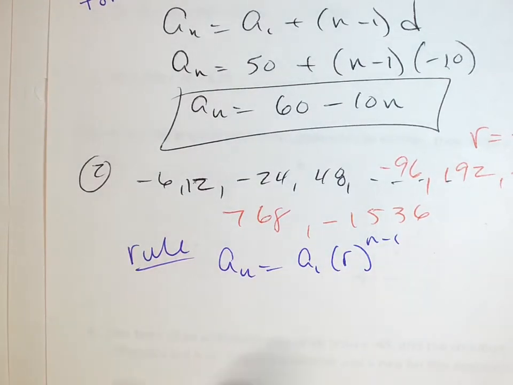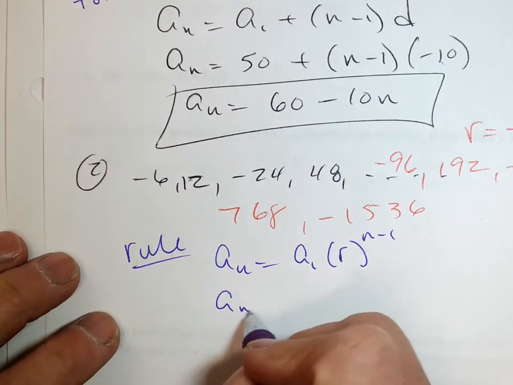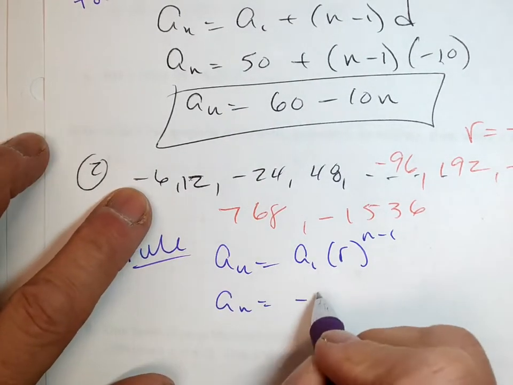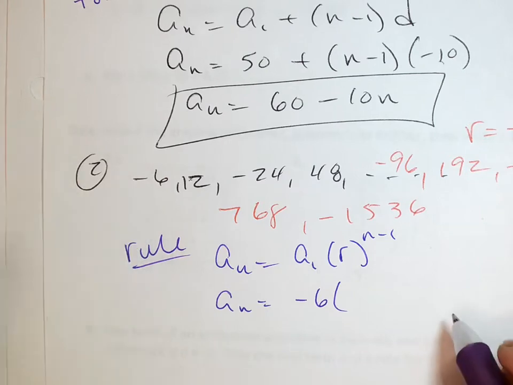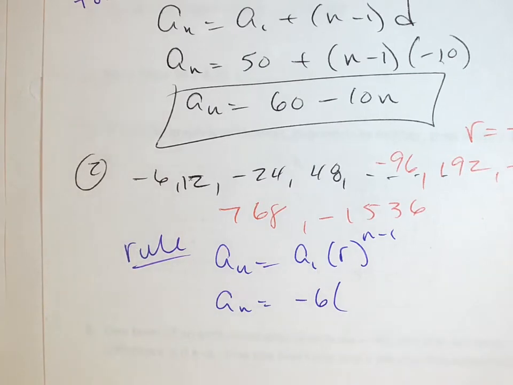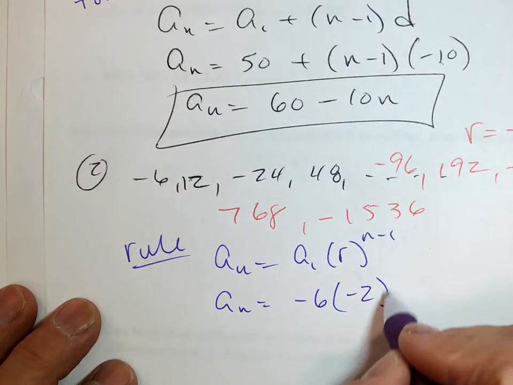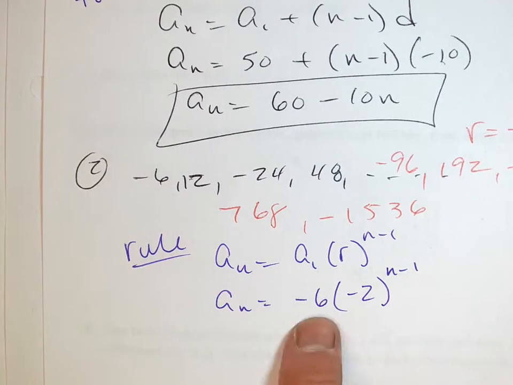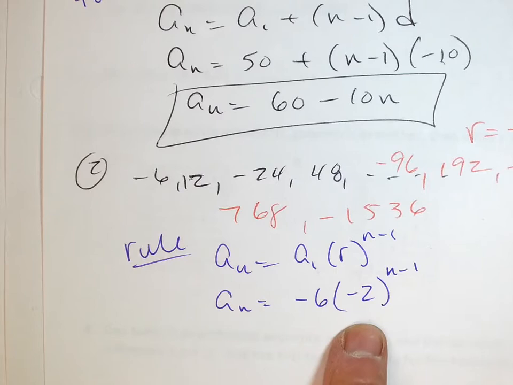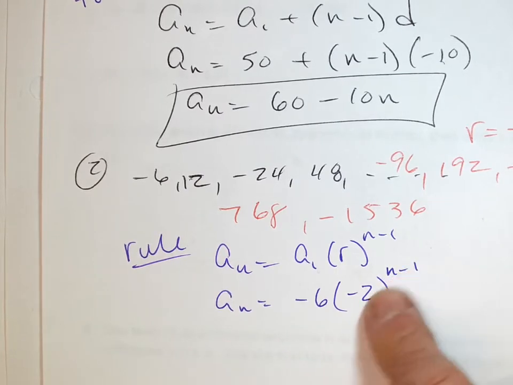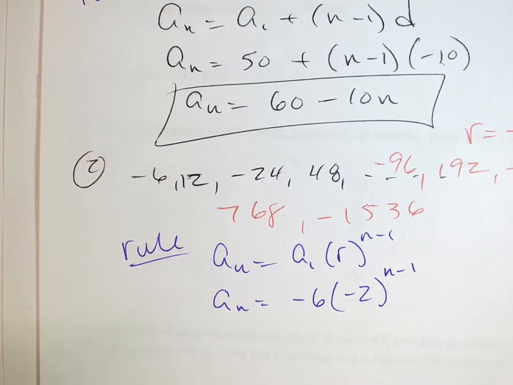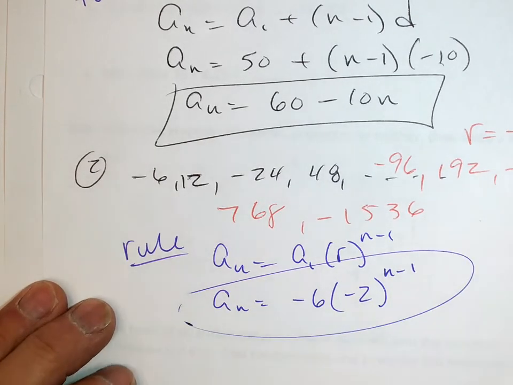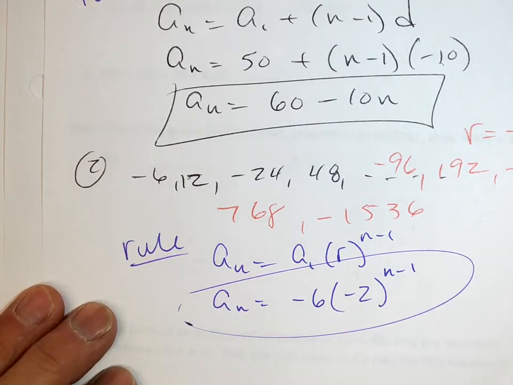The first term, a of 1, is negative 6. Lily said the r, or the multiplier, is negative 2. To the n minus 1 power. Don't multiply those. It goes against the order of operations. Leave that just like that. You're done. That's the formula. Dang, Mr. Davies, that was easy, huh? I can hear you thinking it.